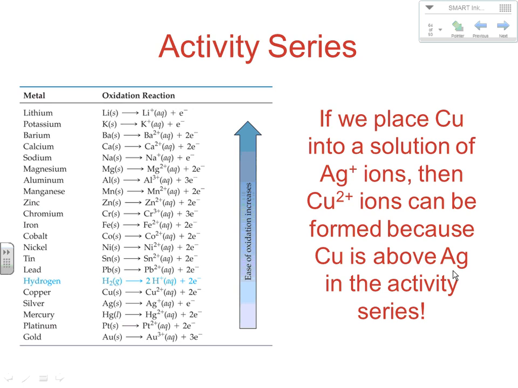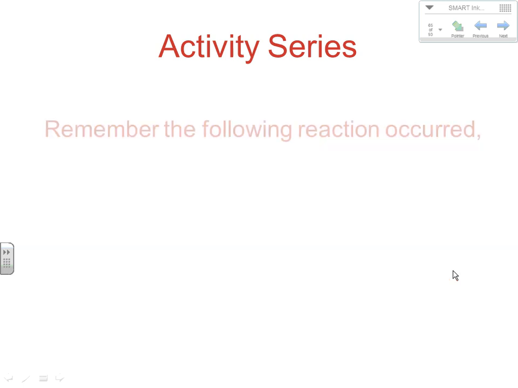So if we put zinc in with lithium ions, no reaction is going to happen because the zinc isn't reactive enough to take the place of the lithium ions. So you can use an activity series to predict whether those reactions are going to occur. Copper and silver ions, copper is above silver, so yes, copper can replace the silver ions, but silver ions can't take the place of copper.